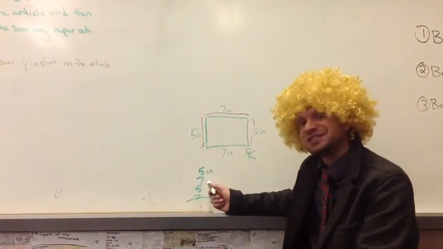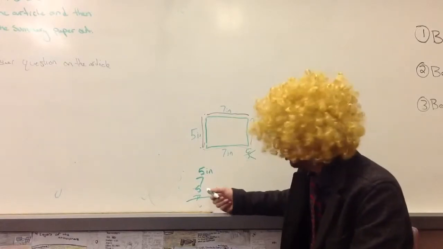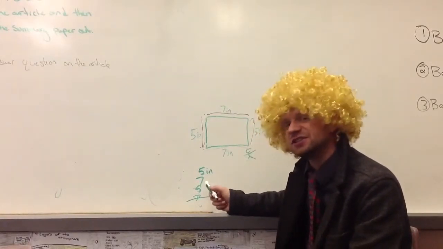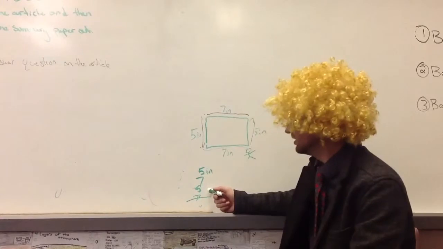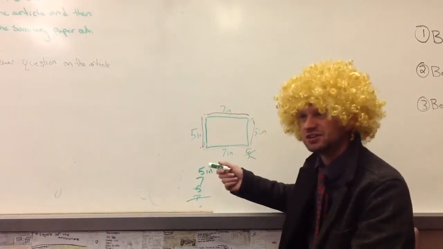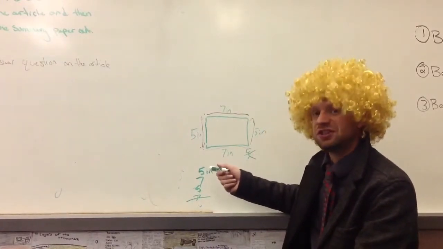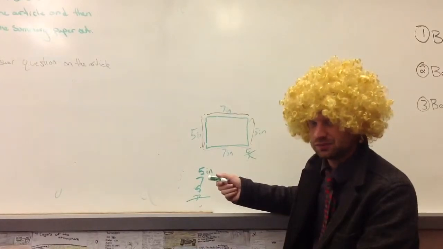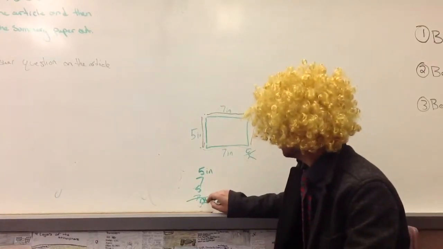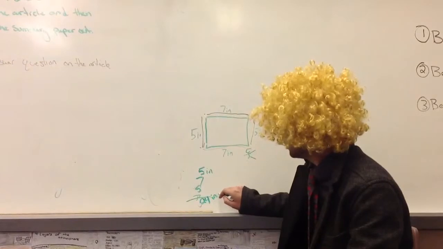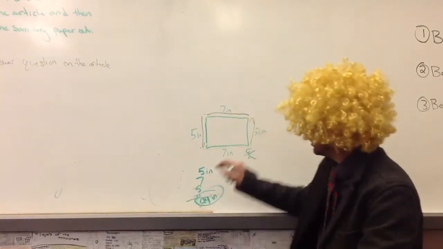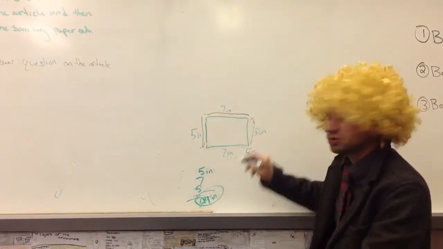So 5 plus 7 is 12. 12 plus 5 is 17. 17 plus 7 is what? What's 17 plus 7? 24. So altogether, he walked 24 inches. The distance around this was 24 inches.